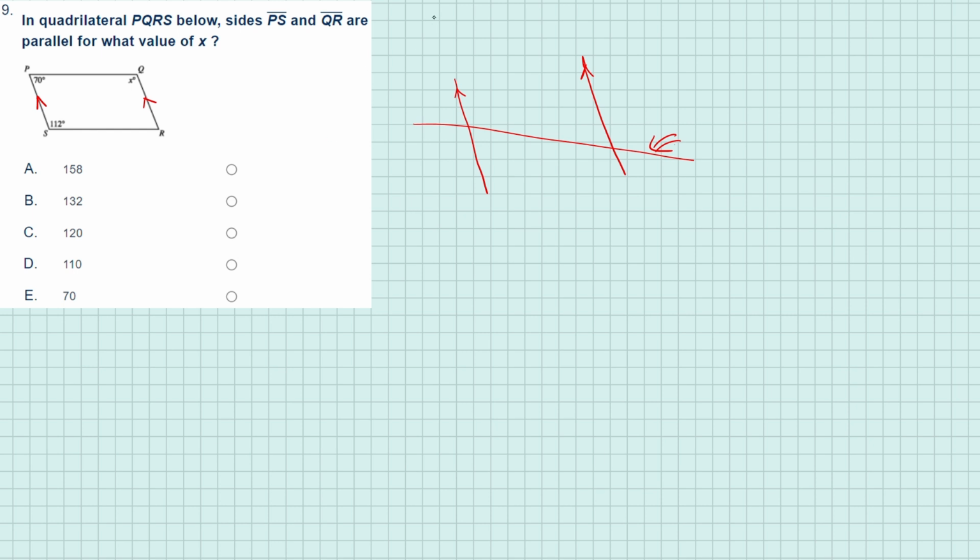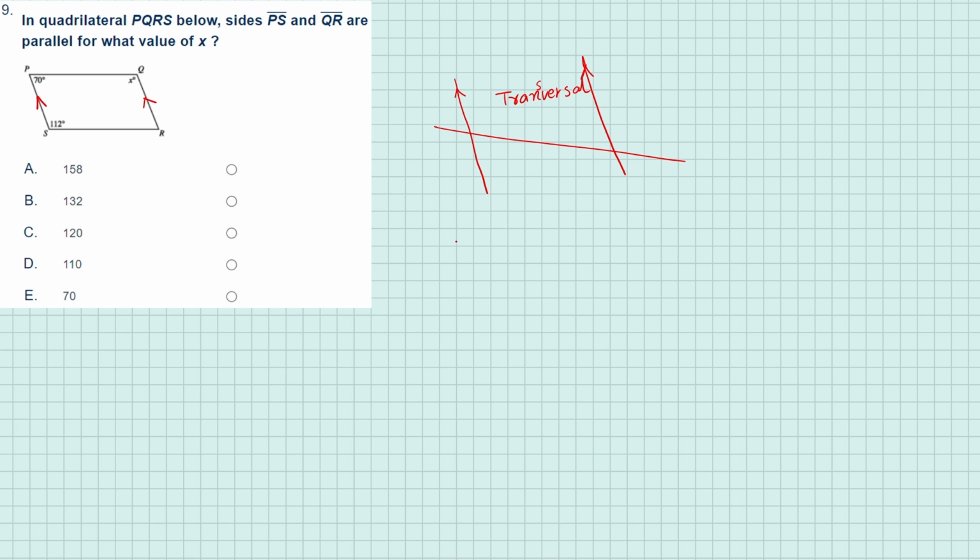So this line is called a transversal line, transversal line segment, or transversal ray. A transversal line is a line which intersects two parallel lines at two different angles. There is a rule which says the sum of interior angles is equal to a supplementary angle. Supplementary angle means 180 degrees.